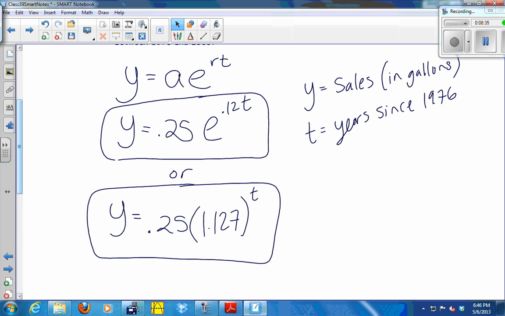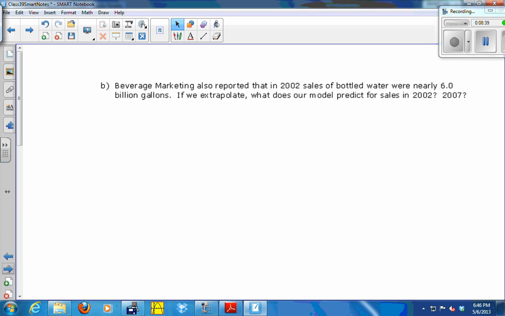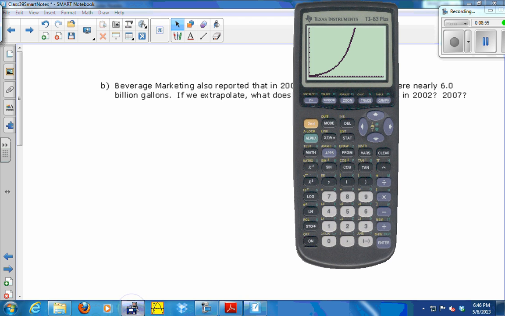Okay, so we've got a model. We have two different models that are equivalent. All right, so we can use those models to answer questions. Beverage Marketing also reported that in 2002, sales of bottled water were nearly 6 billion gallons. So if we extrapolate, what does our model predict for sales in 2002?